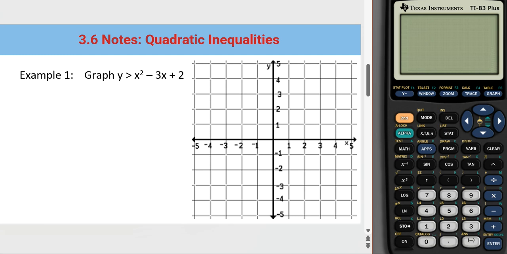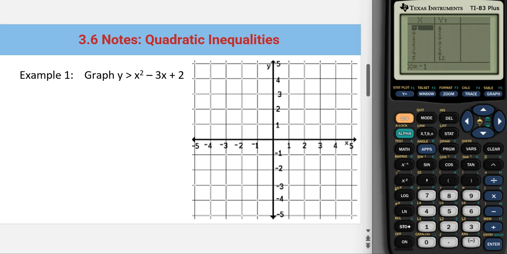y is greater than x squared minus 3x plus 2. If you are asked to make a graph, the easiest thing to do is to use a graphing calculator to get a table of values. So I am going to go into y equals, and the TI-83 cannot graph inequalities. I believe Desmos can, but I can use my TI to get my table of values. So x squared minus 3x plus 2. I can get a quick look at the graph, and then I'm going to go to table.